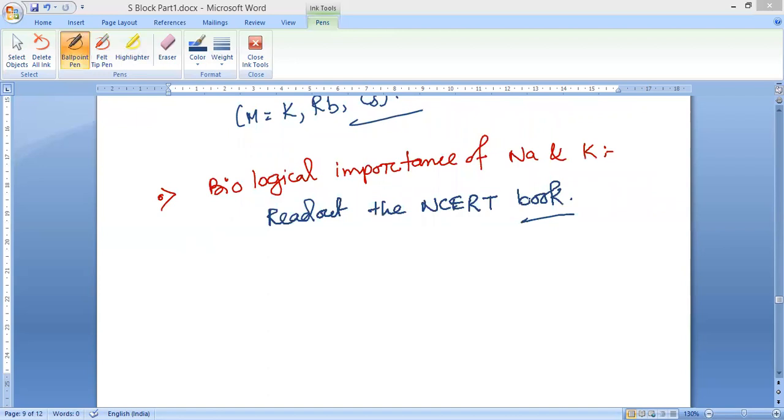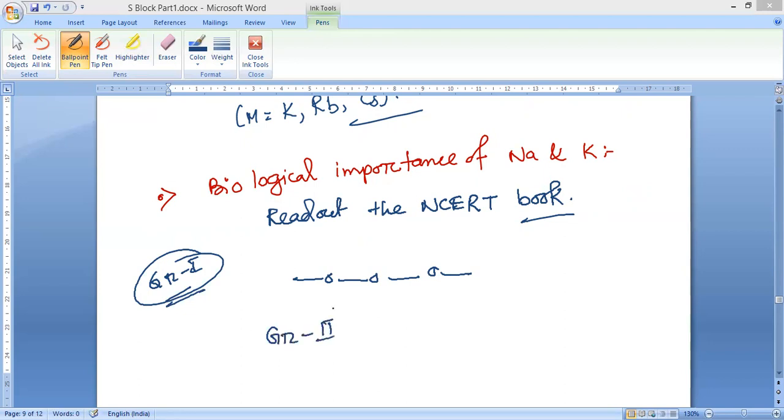तो ये रहा ग्रुप 1 एलिमेंट, दैट मींस एस ब्लॉक का ग्रुप 1 एलिमेंट. ओके, नेक्स्ट क्लास में हम पढ़ेंगे ग्रुप 2. We have finished group 1A, so in the next class we will go with group 2A.